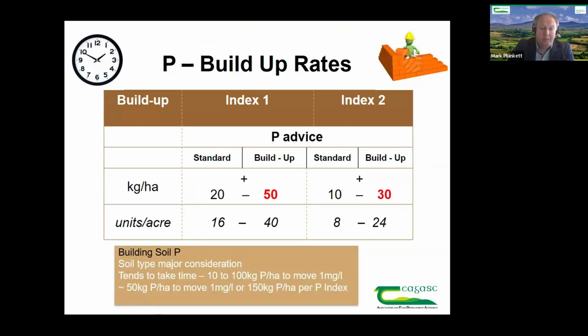And again, look, soil type is of major consideration. We talk about anywhere to move a part per million, between 10 and 100 kilos of P per hectare. If you take an average of 50 kilos of P per part per million, or 150 kilos per index. So to move 3 parts per million of P, we need 150 kilos of P per hectare.